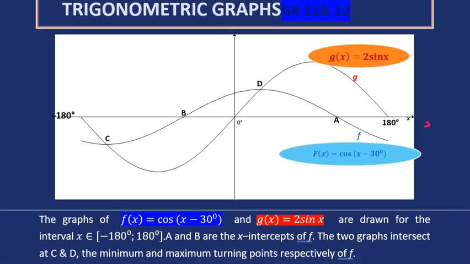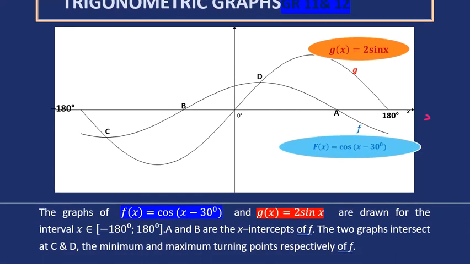Okay, let's go through the given scenario. We're given two functions, g of x and f of x. F of x is the cosine function, and the cosine function is shifting to the right. Remember, if it's negative inside the bracket, that means it's shifting to the right by 30 degrees. And the g of x function does not shift, but it has an amplitude of 2.